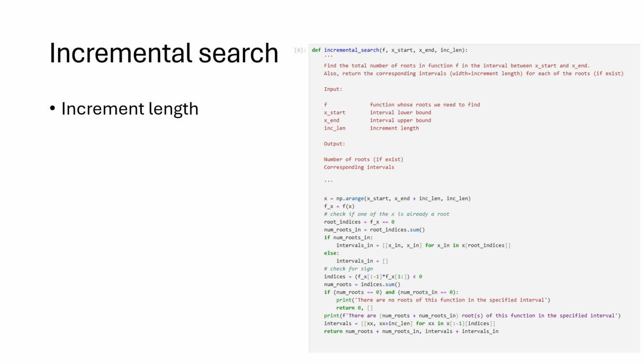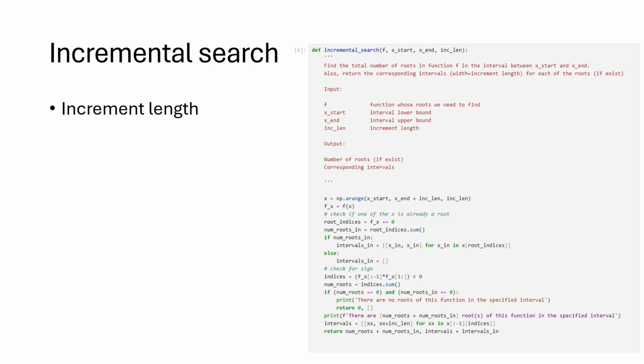This is the function that performs the incremental search. It takes the quadratic function, the start and end values of the evaluation interval, and the increment length as its arguments. We create the x values using NumPy's arange method, which outputs an array that starts at xstart and ends at xend, and the delta x between the two values is the increment length. We compute the function values for the given values in the X array. Then we check if one of the values is already a root. If we are lucky and find some of the roots immediately, we store them in the intervals_in list.